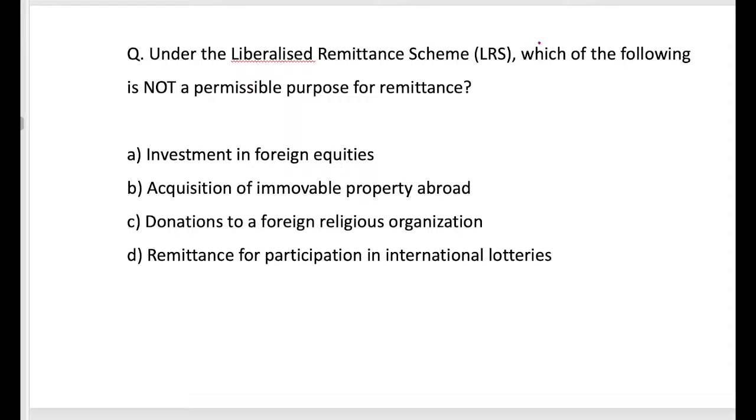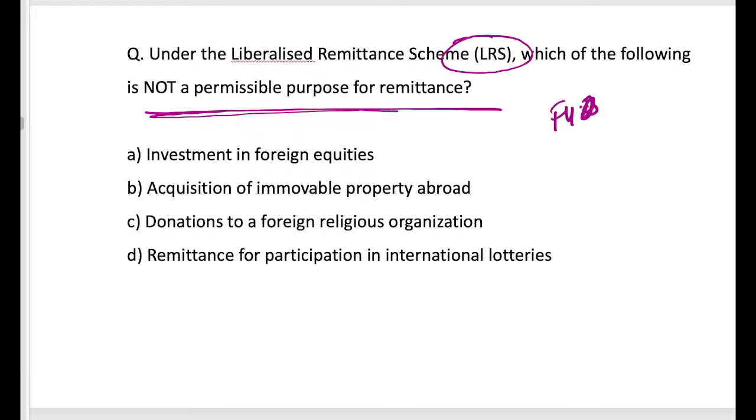Under LRS, which of the following is not a permissible purpose for remittance? LRS, Liberalized Remittance Scheme, which generally facilitates individuals including minors. ठीक है. This scheme is only and only for individuals and minors, and we can remit how much in a financial year? In a financial year we can remit up to 2.50 lakh USD. ठीक है. ये ध्यान रखिएगा. Earlier it was 25,000 USD, but now it is this.